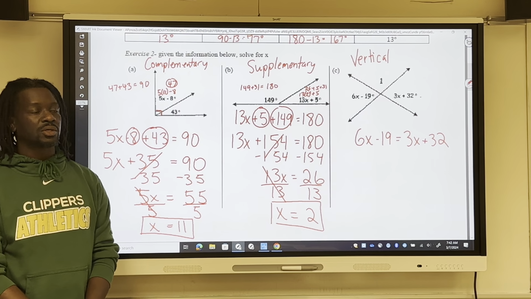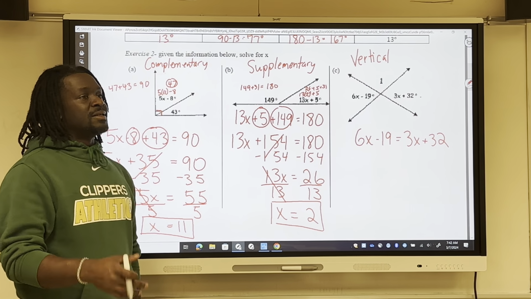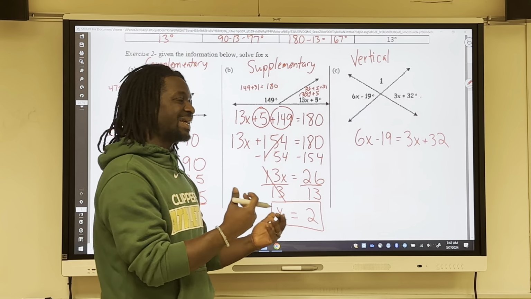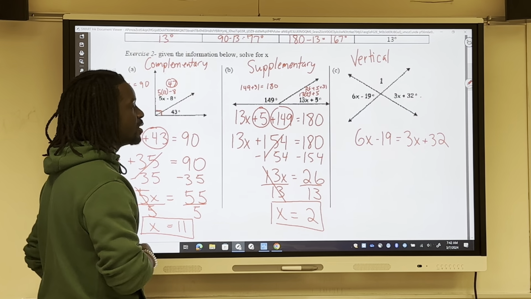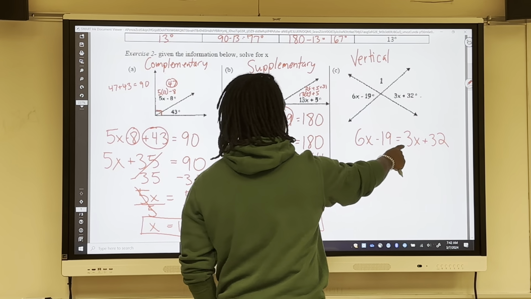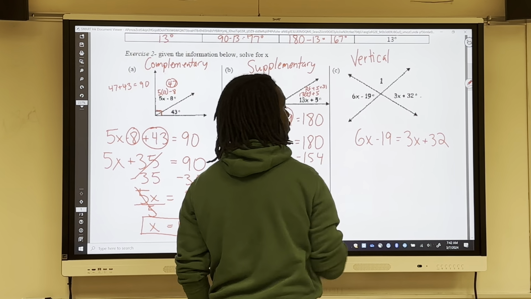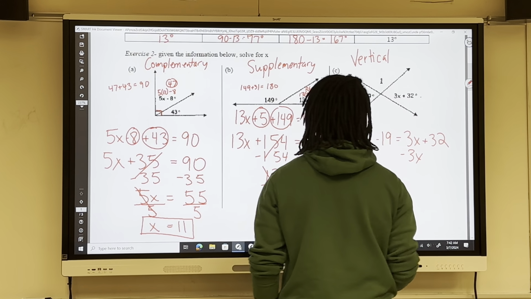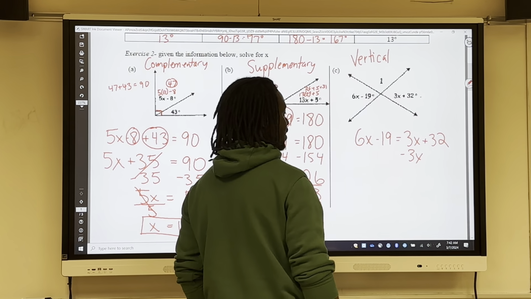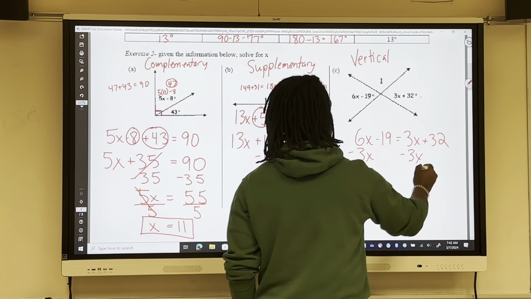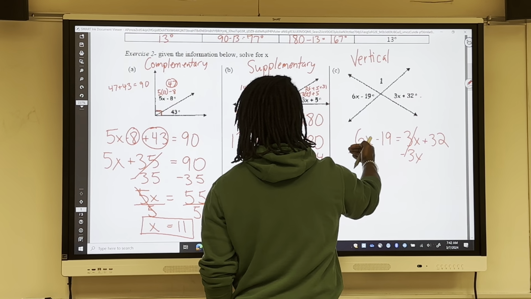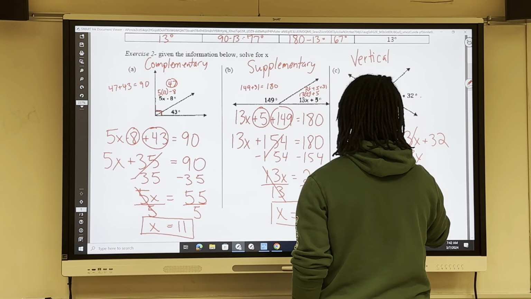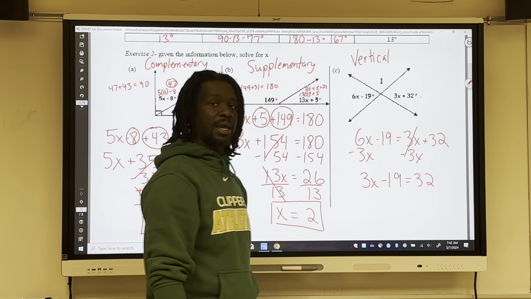Okay, now I have to solve for the x. This time, when we have variables on both sides, we got to move the x to one side. And I like to move it to the side that has the greater number of x's. Okay, so 6x and 3x, I'm going to move this 3x over to this 6x. And I do so by doing the inverse, which is just subtracting it, because I'm adding it here, but I'm going to subtract it over here. Okay, so subtract 3x, that cancels. 6x minus 3x is going to give me 3x. Now I'm just bringing everything down. Minus 19 equals 32. Okay.